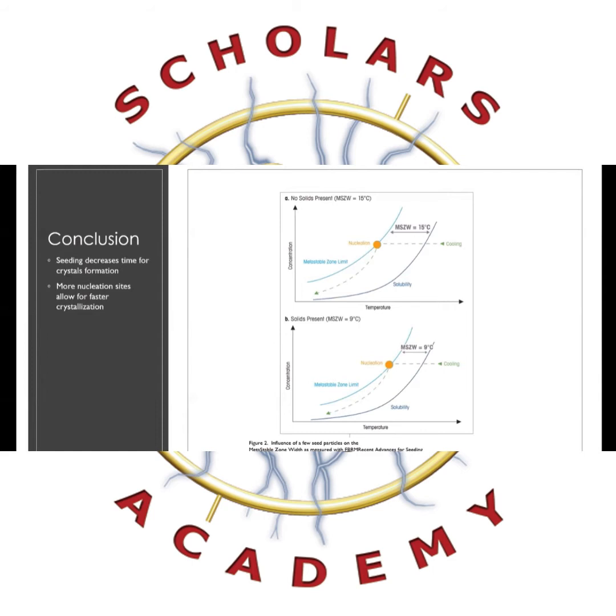So my conclusion was that seeding decreases the time for crystal formation, and more nucleation sites allow for faster crystallization, which backs up the data that MIT had, because what I saw was in my first experiment where I had no seeds, the rate for the crystals to form was much longer as compared to this experiment where the crystals formed almost on the same exact day. So it does confirm that seed crystals speed up the process. And that's the end of my presentation.